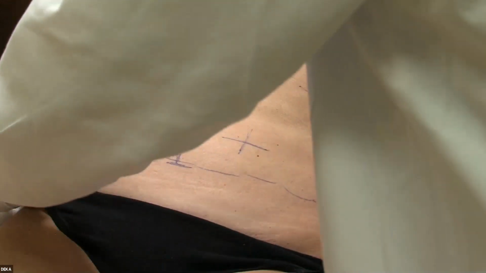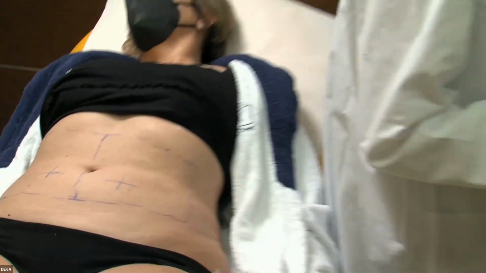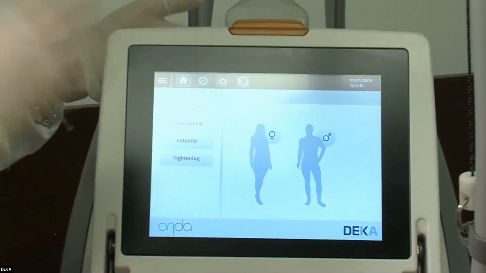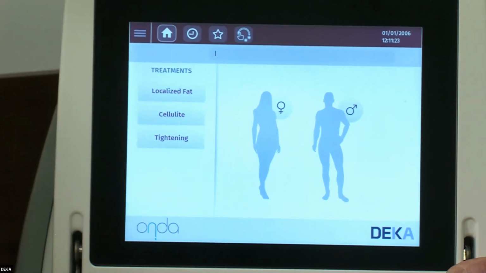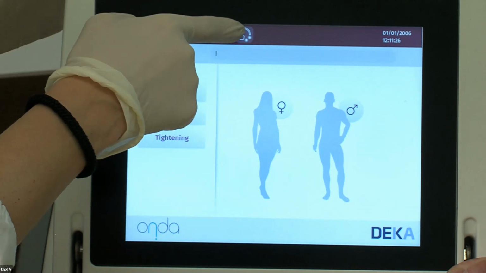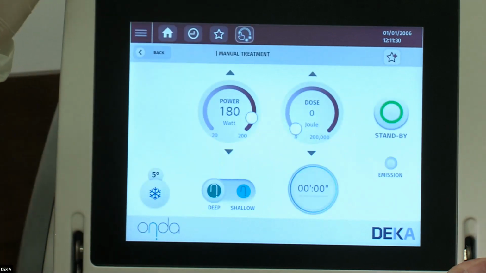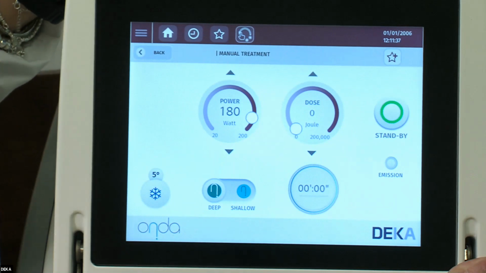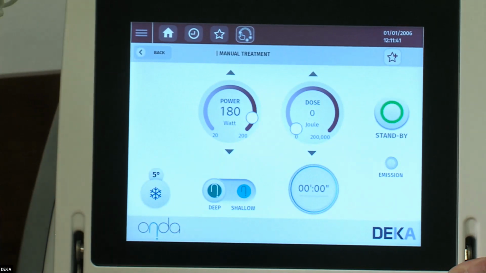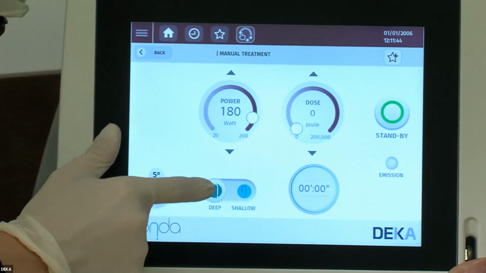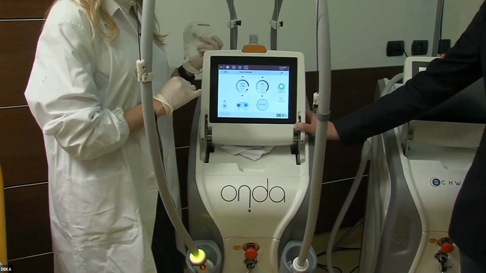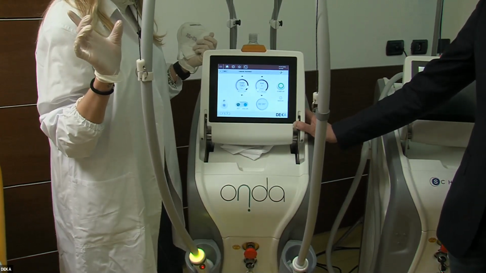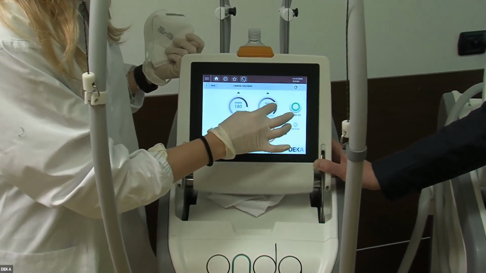Okay. And now we need to set the machine. As I said before, I normally avoid selecting the database because the database parameters are very low. So I strongly recommend to go here and set the machine by yourself. First of all, we need to understand which handpiece to use. In this case, for her, the best is the deep one because she has a very soft fat. So I select deep and the light lights up. Then I need to select the dose. As I said before, the best dose in this case could be 150,000.